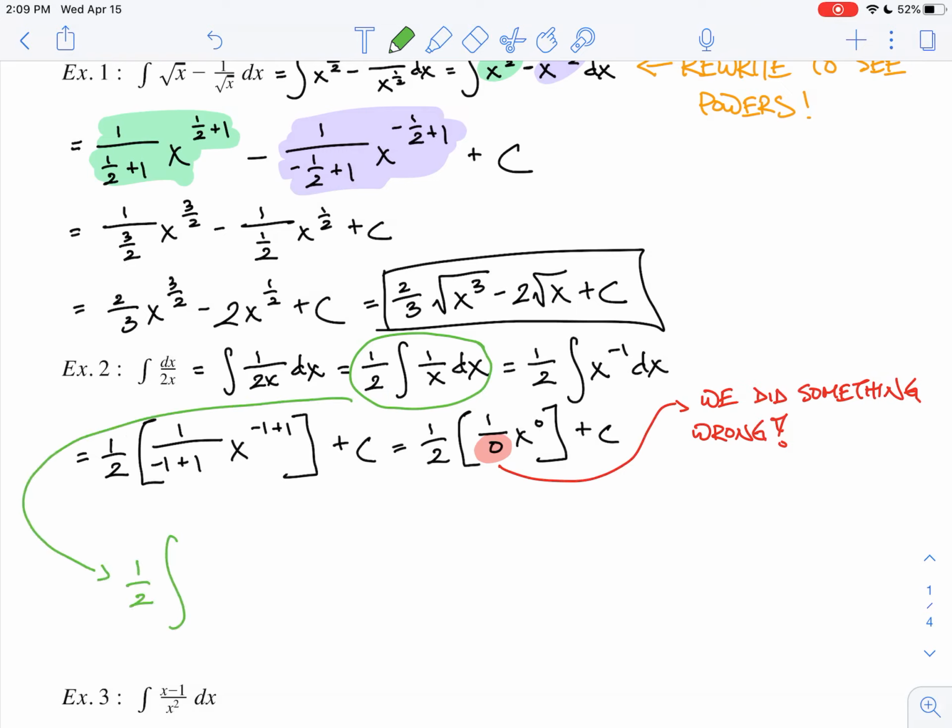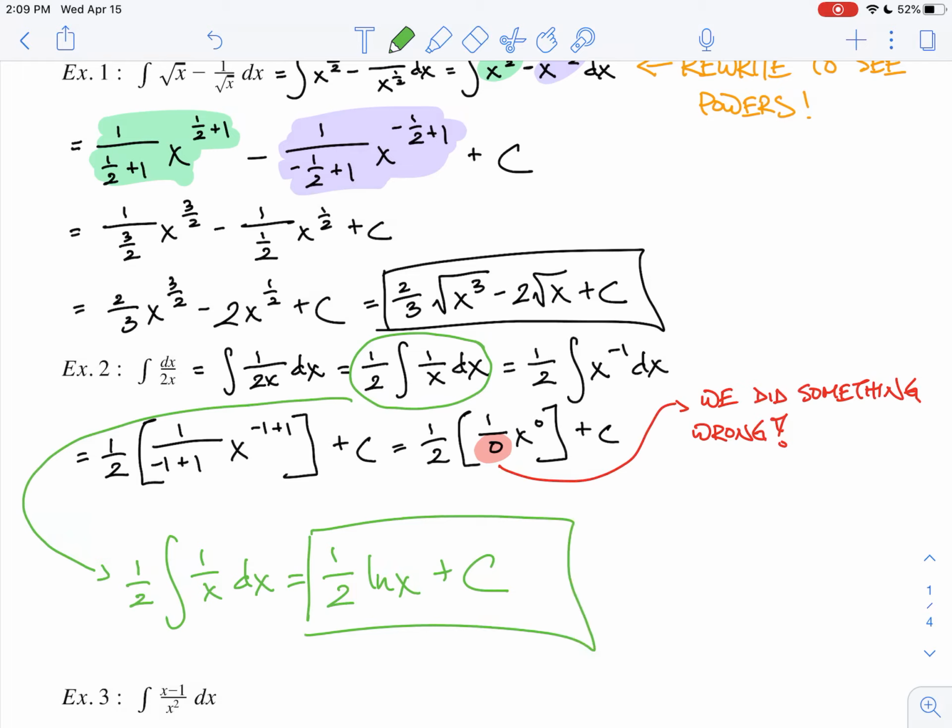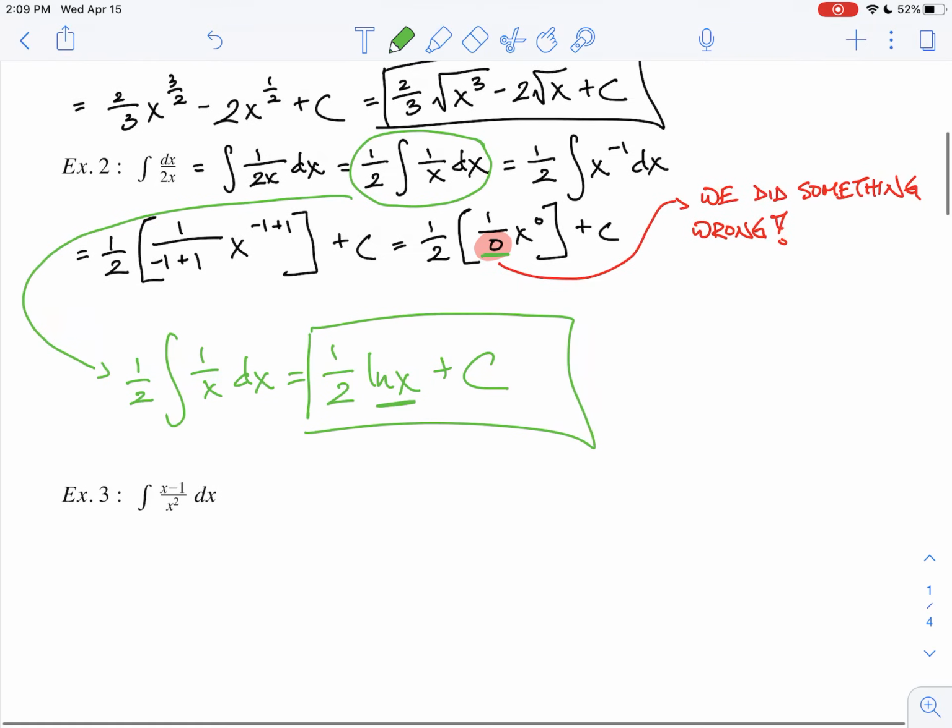So let's go back and look more closely at our problem. I have this right here, and I'm going to work that out over here. 1 half the integral of 1 over x dx is 1 half natural log of x plus my constant. The reason why I can't use power rule is because it gives me that 0 in the denominator, which makes it an error. And if I want to find my antiderivative of 1 over x, I need to remember that it came from natural log of x.